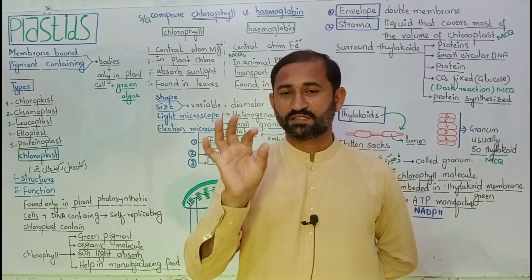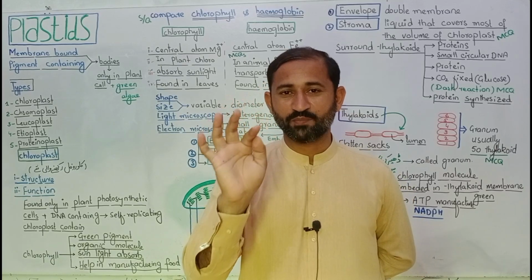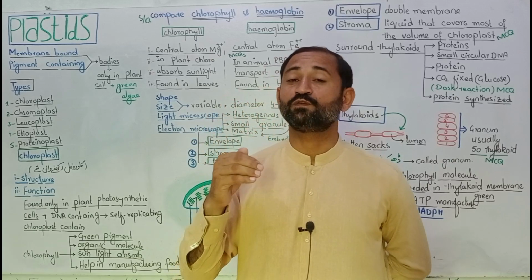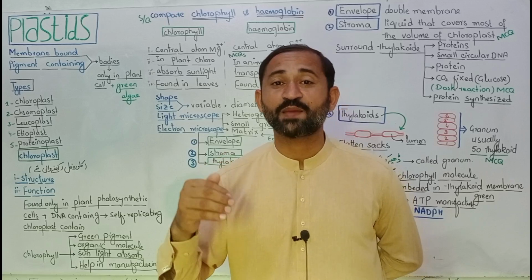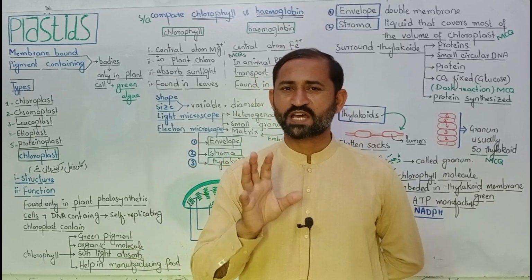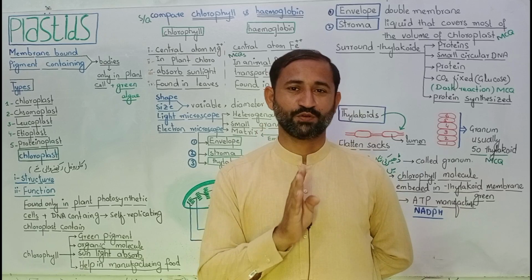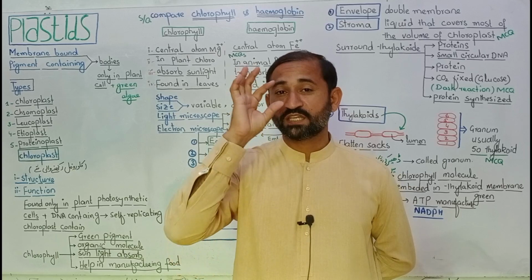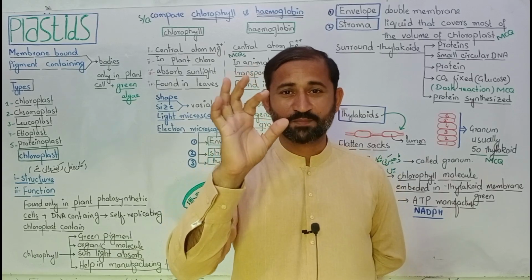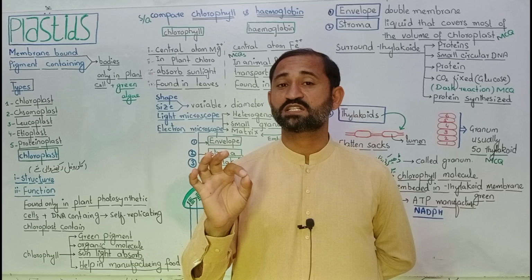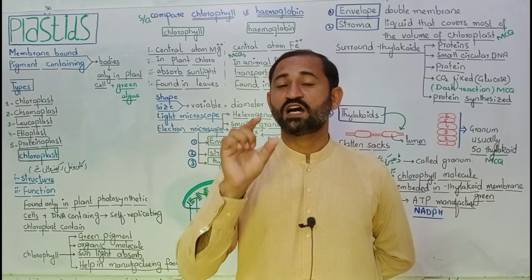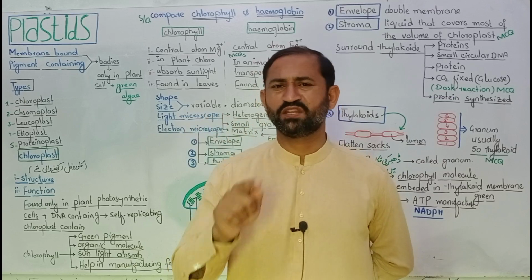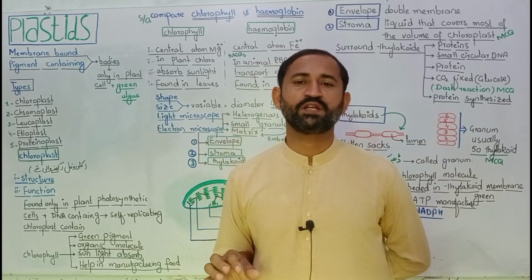Next is the size of chloroplast. The diameter and shape of chloroplast vary in different types of cells, but its diameter is about 4 to 6 micrometers. When we look at it under a light microscope, it is a heterogeneous organelle that consists of small granules embedded in a matrix, meaning a liquid in which small granules are embedded.